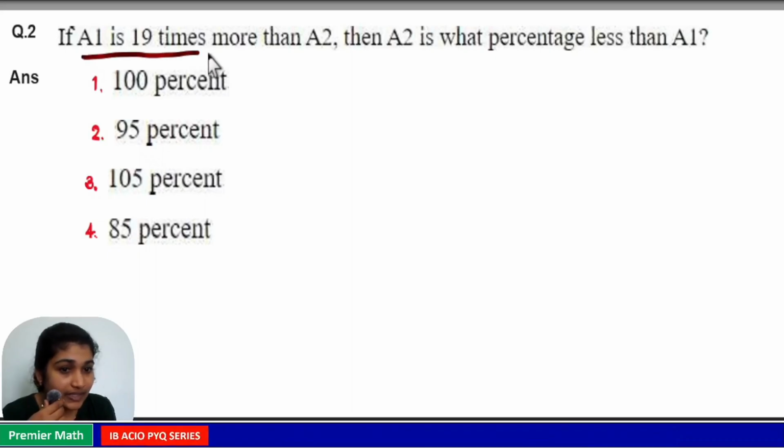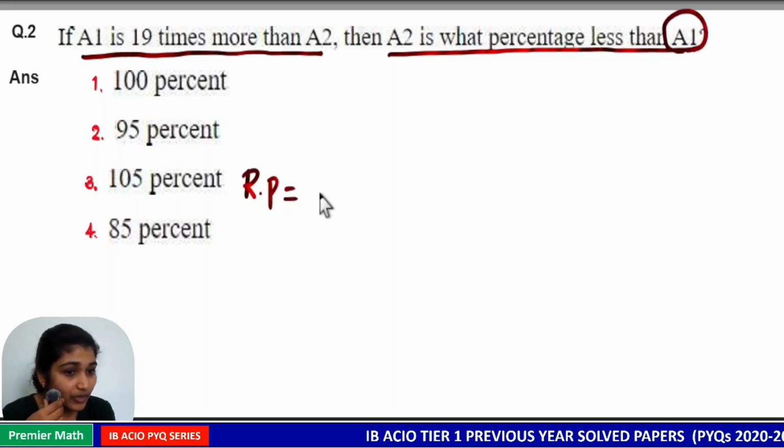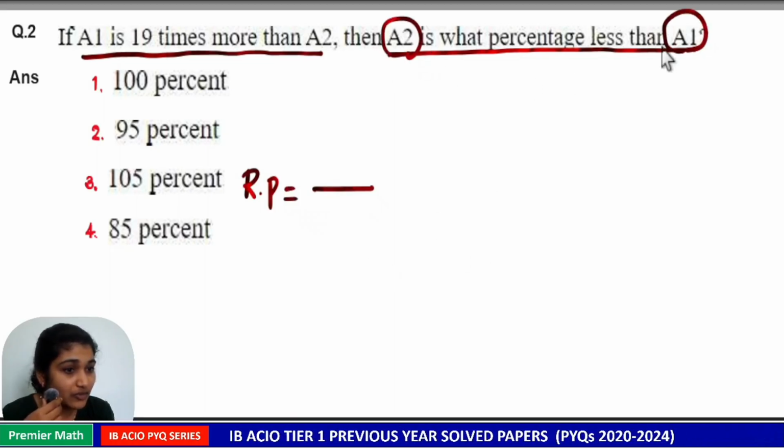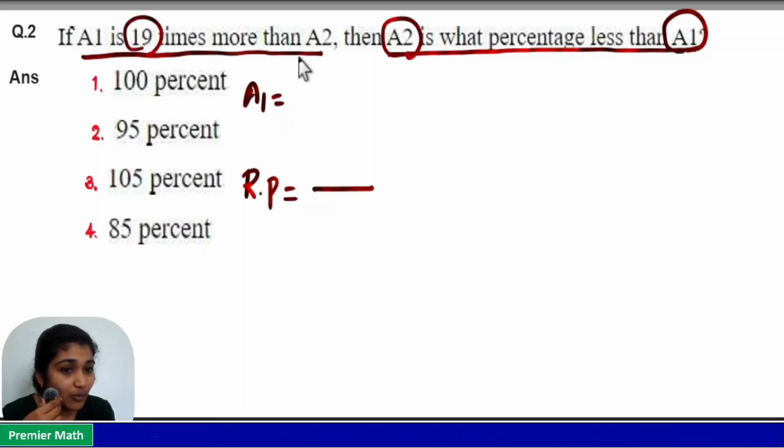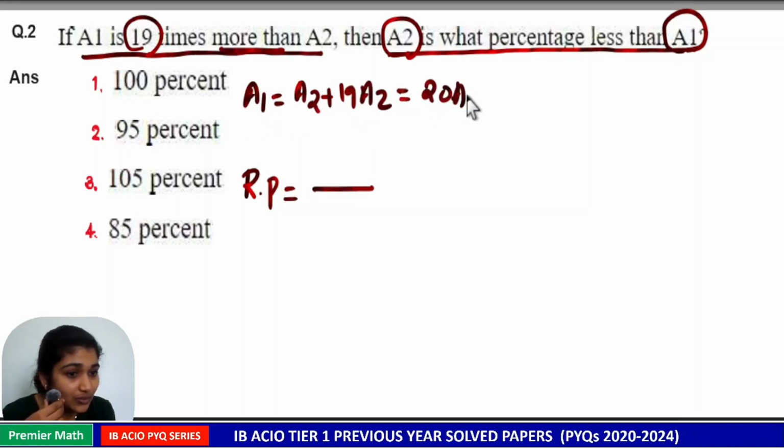If a1 is 19 times more than a2, then a2 is what percentage less than a1? Here the required percentage has a1 as the denominator. First we have to find the relation between a2 and a1. Here a1 is 19 times more than a2. That is, a1 is a2 plus 19 times a2. More than a2 means a2 plus 19 times a2. So a1 is equal to a2 plus 19 times a2, which means 20 a2. So here a1 becomes 20 a2.